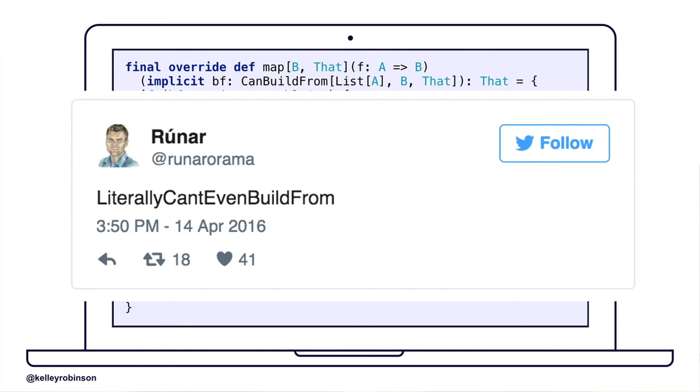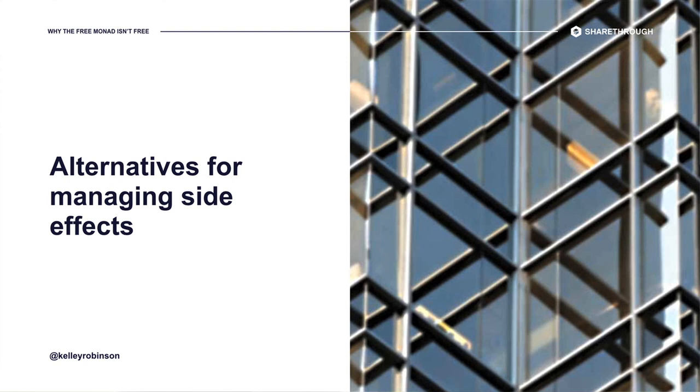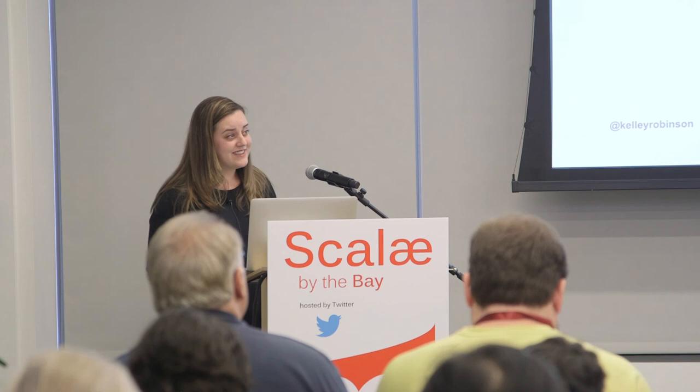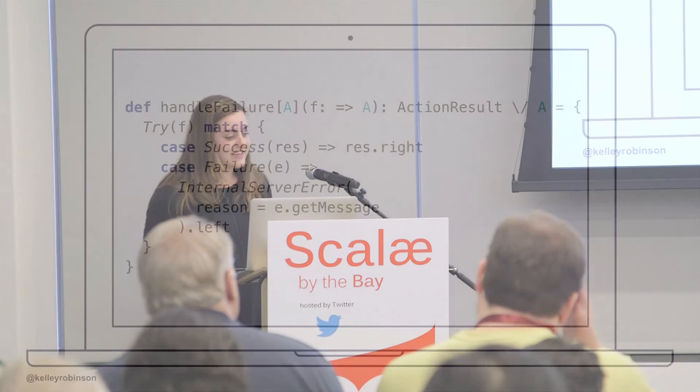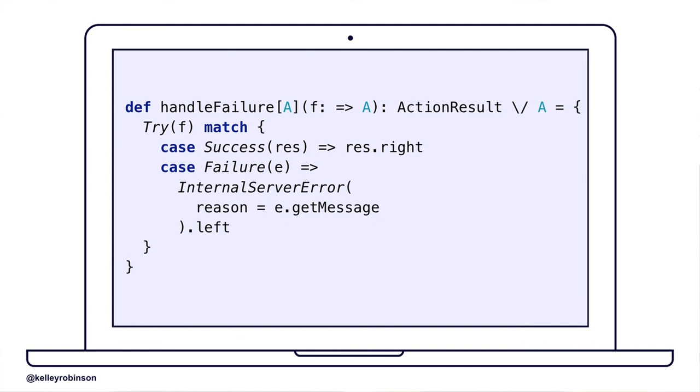We can also think about other ways to manage side effects. Not all side effects are bad. Keep in mind things like logging are really helpful. Think about how you would log using a free monad. Hint, you can't. And so things like this. You know, error handling is good, but Martin Odersky isn't going to smite you if you use a try-catch block. This is perfectly acceptable. And this is a way that we thought about managing some of our side effecting code in a database.